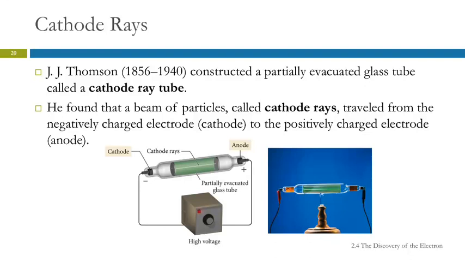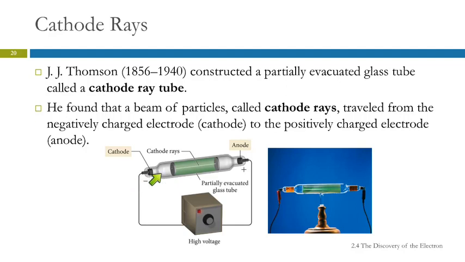Cathode ray tubes. A guy named J.J. Thomson. Again, we're in the 1800s to the early 1900s. He constructed what he called a cathode ray tube. So it's a glass tube that is partially evacuated, meaning it's a lower pressure inside than outside. And it's got electrodes at each end, and he hooked it up to a high voltage power source. So you've got a cathode and an anode, and the electricity is trying to flow through here, and it will.